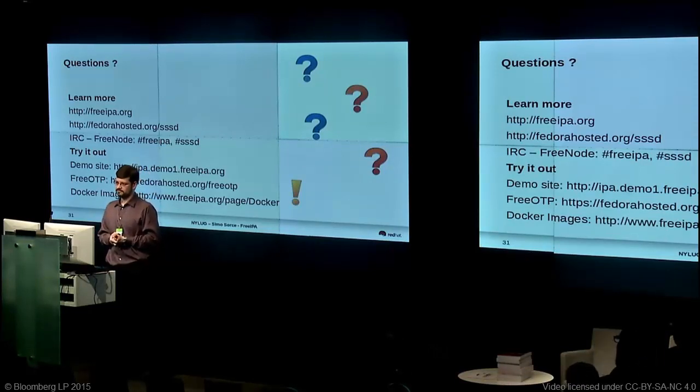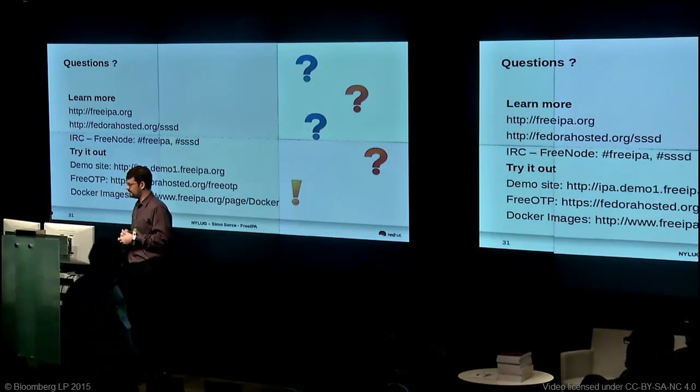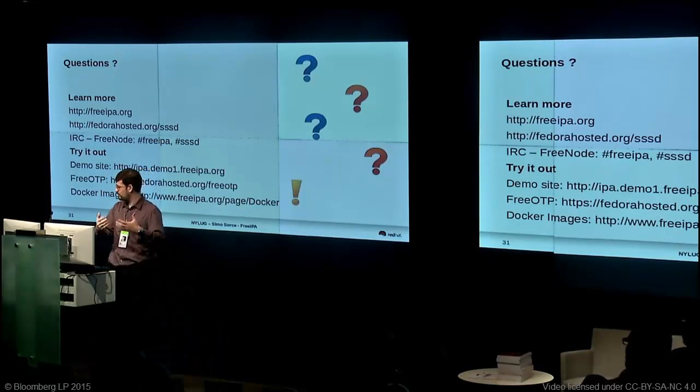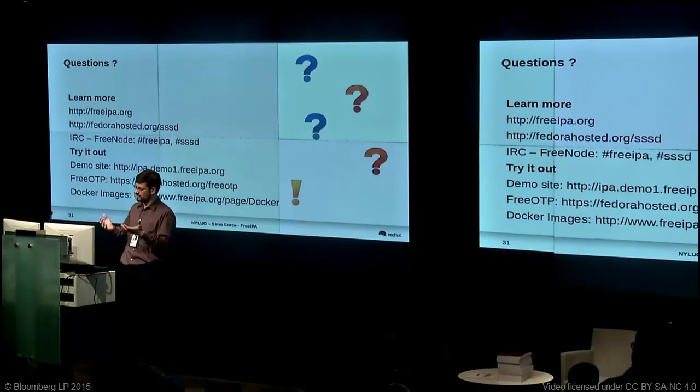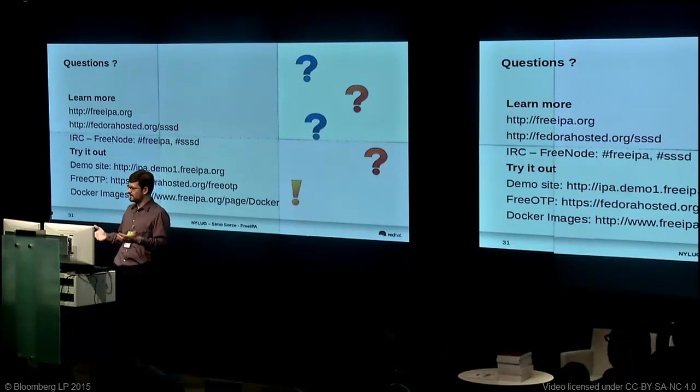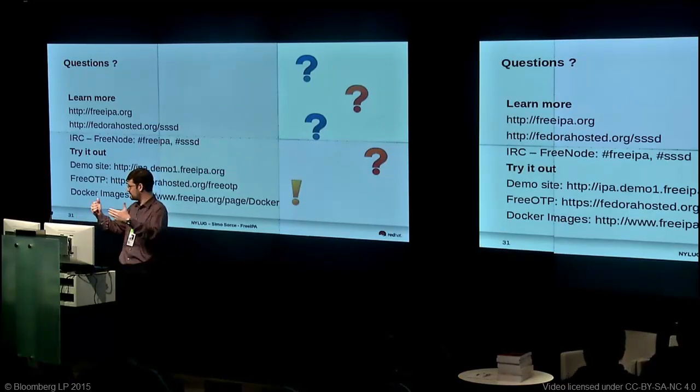In fact, we are working with the Samba team to finish Samba's own support for trusts. Samba may now implement a full Active Directory replacement, but it doesn't have all the features. One of the features it misses is cross-forest trust support. We're working with them so that you can have a Samba server and a FreeIPA server trusting each other, and you kick Microsoft out of the window completely.